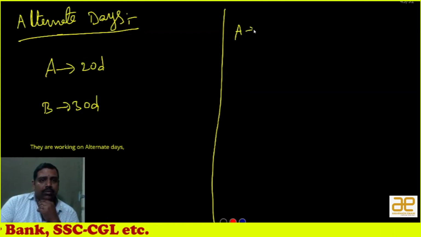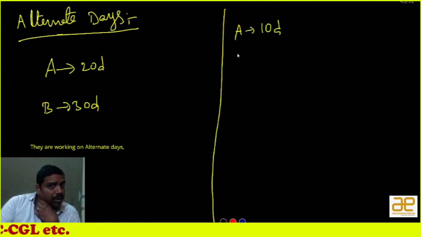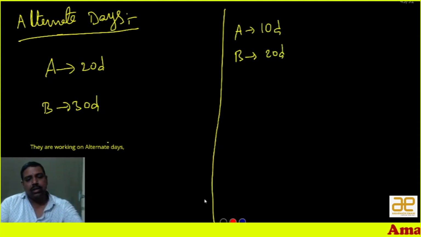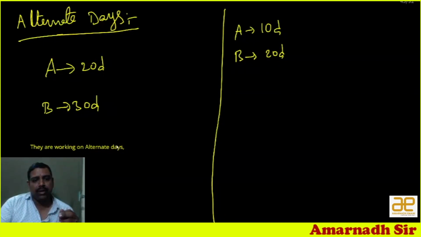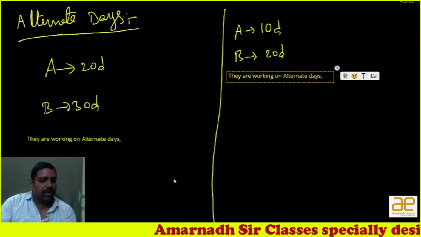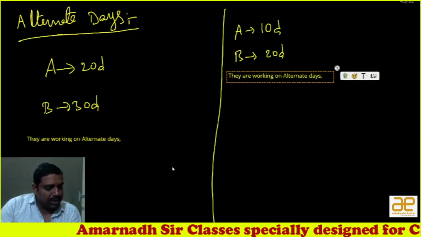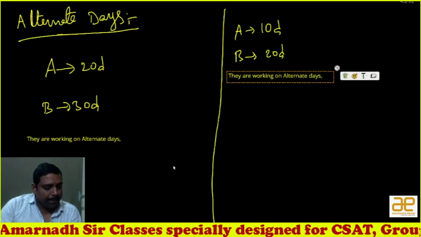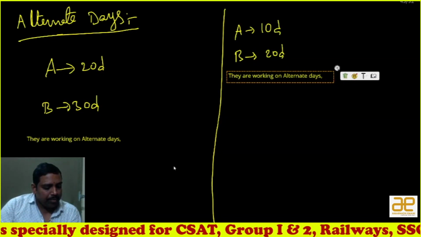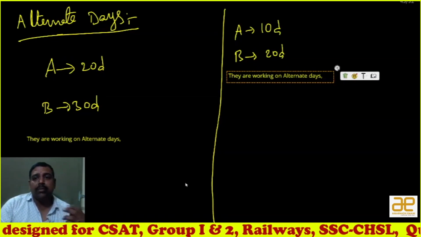A can do a piece of work in 10 days, whereas B can do the same piece of work in 20 days. They are working on alternate days. How many days will the work be completed? Did you get any other answer? If not, I will explain to you.